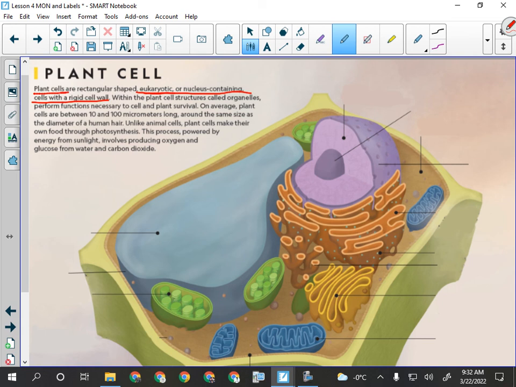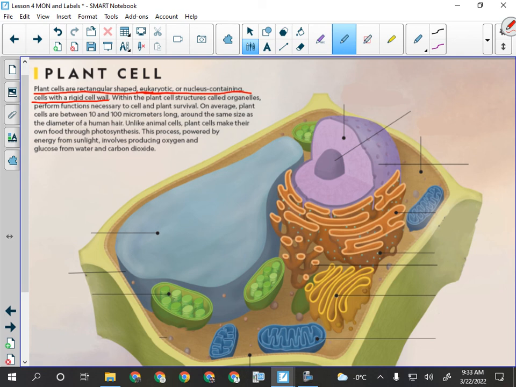So plant cells are rectangular-shaped. Eukaryotic are nucleus-containing cells with a rigid cell wall. You don't have to have a cell wall to be eukaryotic. Just have the nucleus and other membrane-enclosed organelles. So on average, plant cells are between 10 and 100 micrometers long. The ones we're going to look at in the cell anatomy lab are going to be on the higher end of that range. They're going to be closer to 100, so we can actually easily see the different parts of the cell. Around the same size and diameter of a human hair.